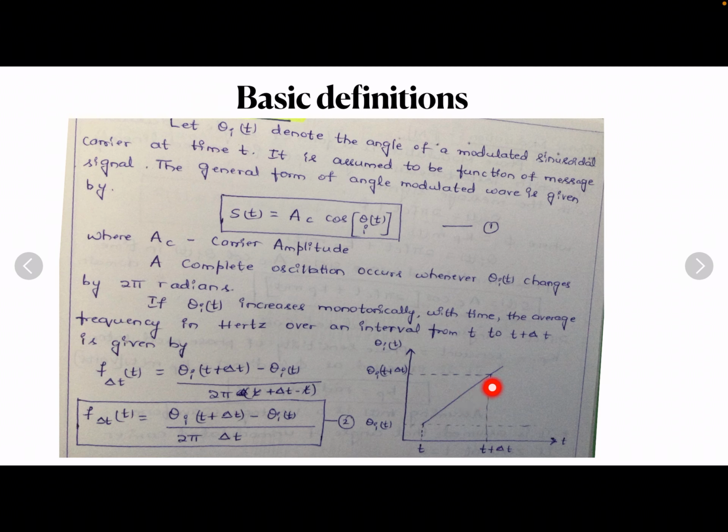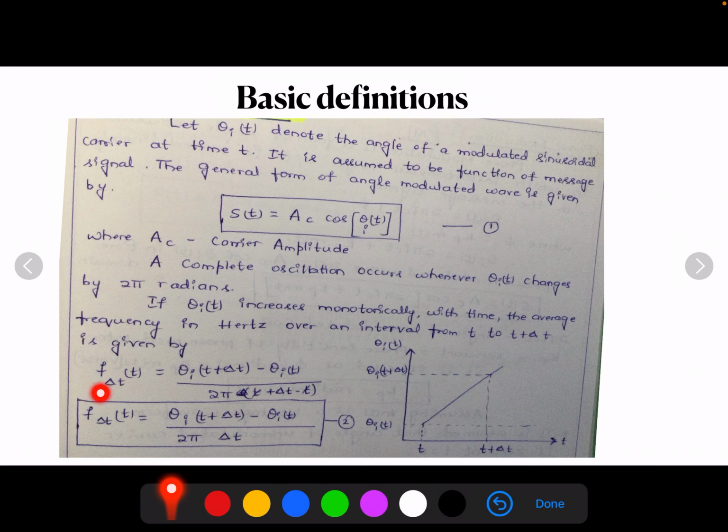So it varies linearly. fΔt(t) is given by [θi(t + Δt) − θi(t)] divided by 2π[(t + Δt) − t]. Here t and minus t get cancelled, so fΔt(t) is given by [θi(t + Δt) − θi(t)] divided by 2πΔt.